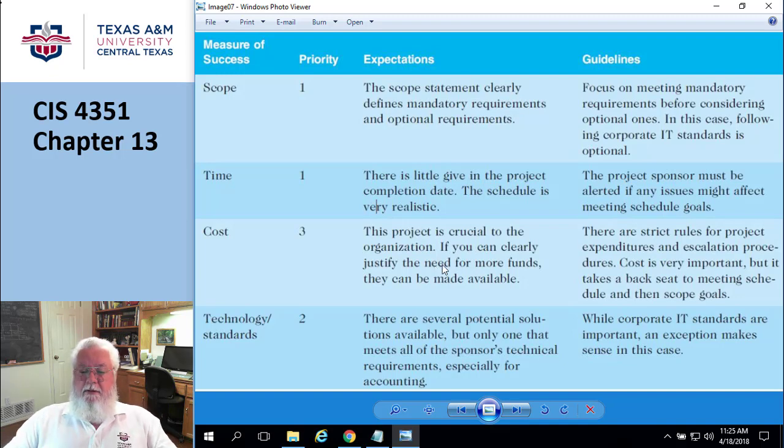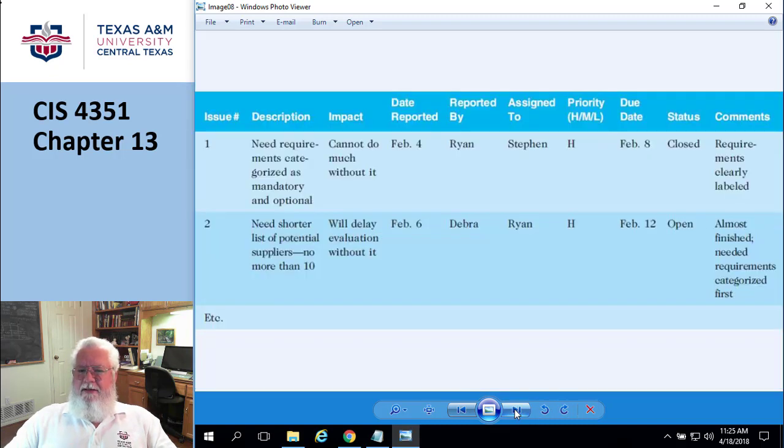The issue log. Every time someone comes up with an issue, you probably need to be writing it down. So, for example, here's one. Needs requirements categories as mandatory and optional. In other words, when they put together the requirements, somebody forgot to say this is a required, mandatory requirement, or this is optional, like an optional feature. It must have this, and this. And then over here we could get these, but they're not absolutely critical. So they forgot to do this. So the impact is I can't do much. It was reported by, it was assigned to, it's a high priority, the date and what the current status is, and then they went in and did something.